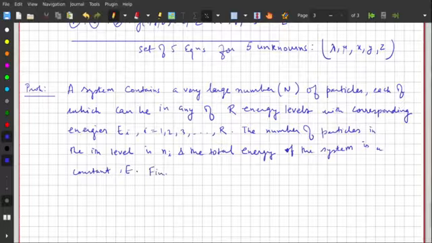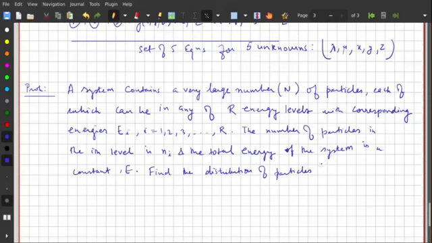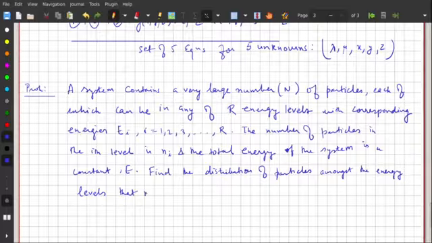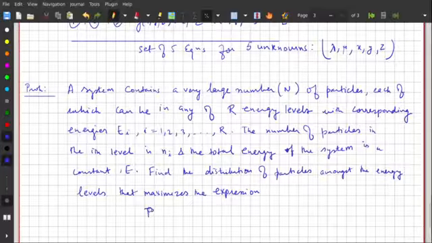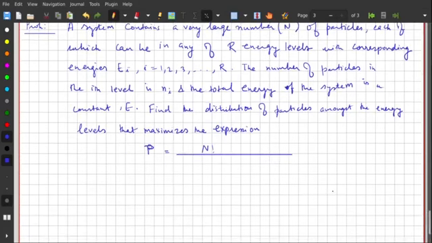So the problem that we want to solve is to find the distribution of particles amongst the energy levels that maximizes the expression P equals n factorial divided by n1 factorial, n2 factorial, n3 factorial, up to nr factorial.